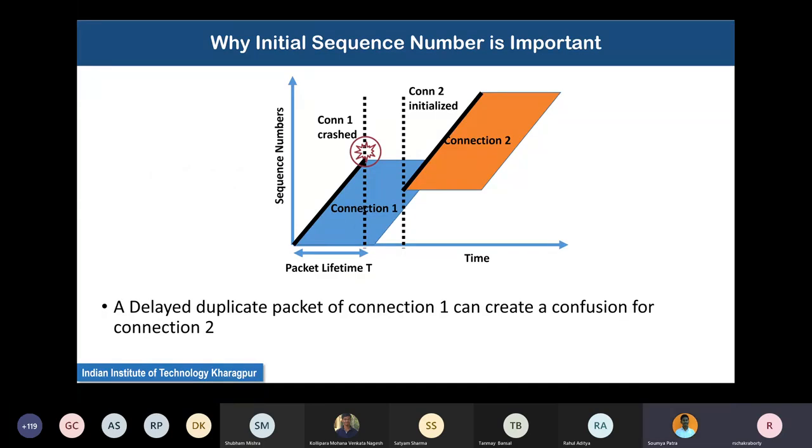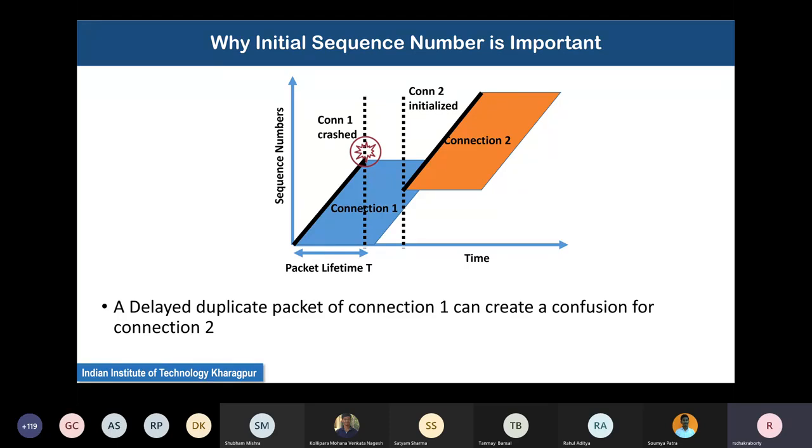Why is the initial sequence number selection important? The first subtopic, so to say. Well, the initial sequence number is important if you look at this plot. Suppose it has been estimated that the packet lifetime in a network can be maximum T. Within this T time, either it will be killed off by some router because its hop count would decrease to 0, or it would have reached the destination. Either of these two will happen. That is more or less certain.